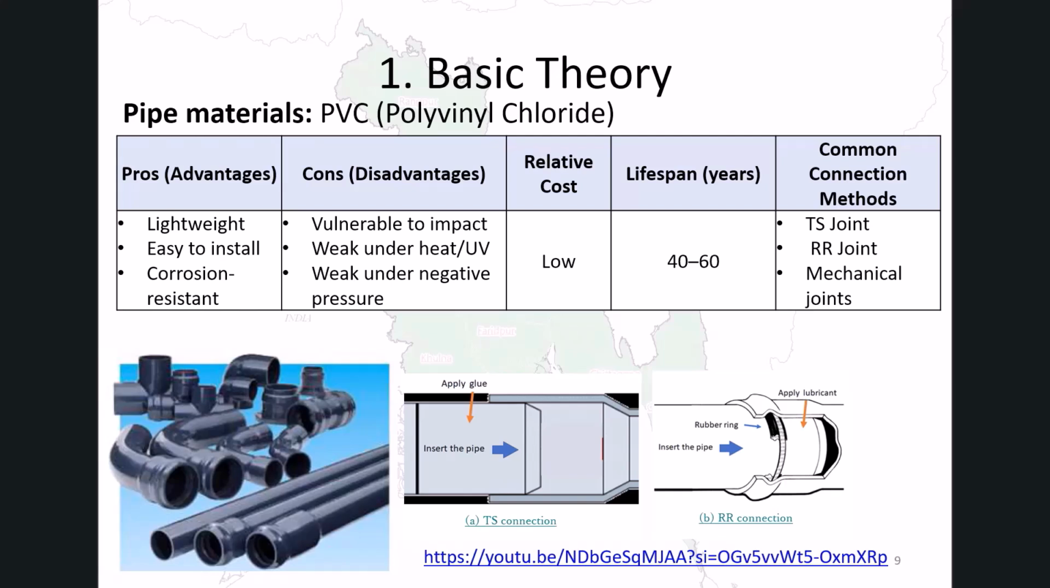Two major joint types are used. ATS joint, or tapered socket joint, uses adhesive applied to the inner and outer surfaces of the pipe and fitting, which are then inserted and bonded together. An RR joint, or rubber ring joint, is a flexible joint widely used for PVC pipes. A rubber ring inserted at the pipe end ensures watertightness when the pipes are joined.